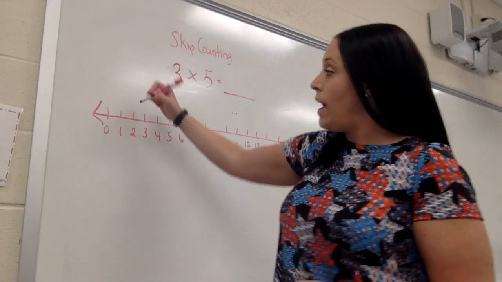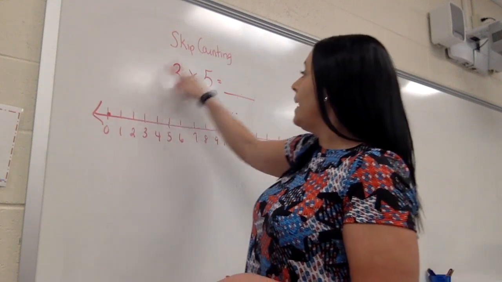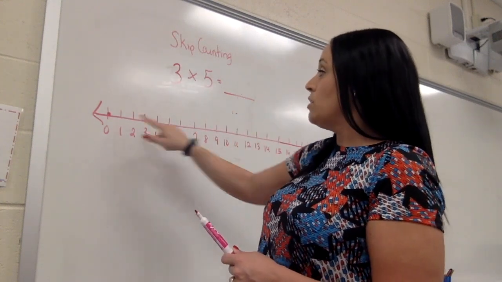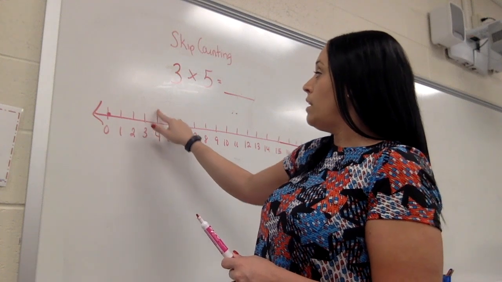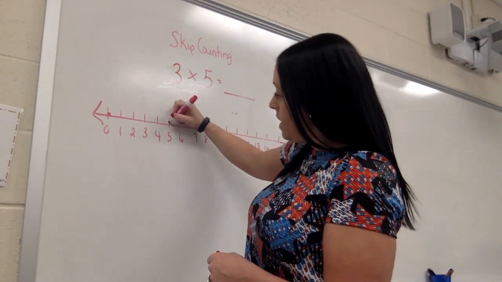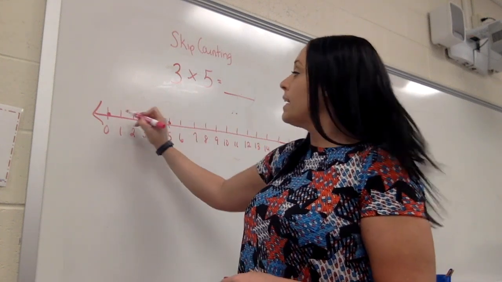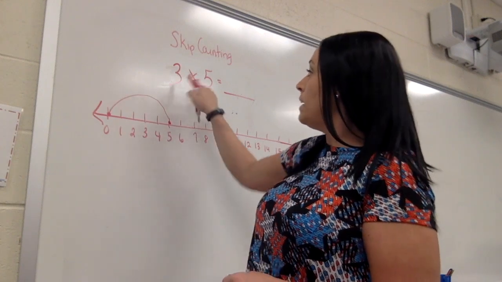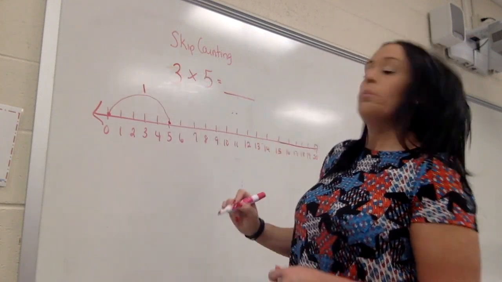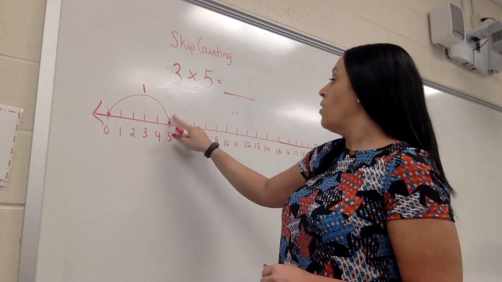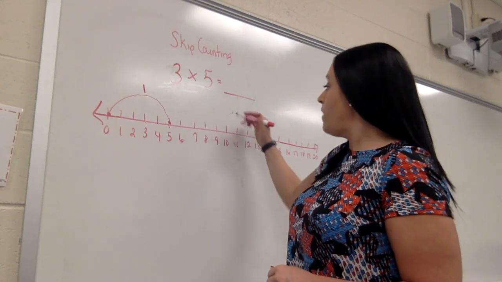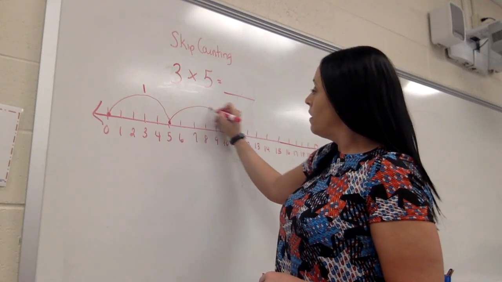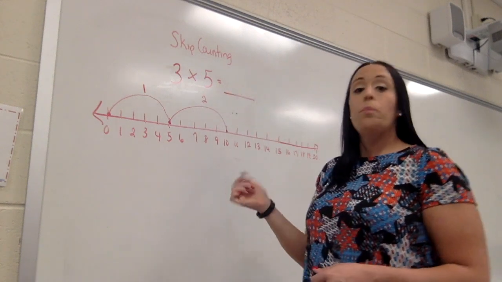So I'm going to start off at my 0 point, and I'm going to count 5 spaces over. 1, 2, 3, 4, 5. In this case, I'm going to put a second dot, and I'm going to connect them with a hump, and that represents my first group. I'm then going to do it again. 1, 2, 3, 4, 5. Connect it, my second group.